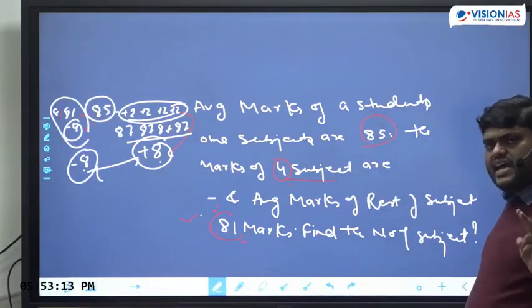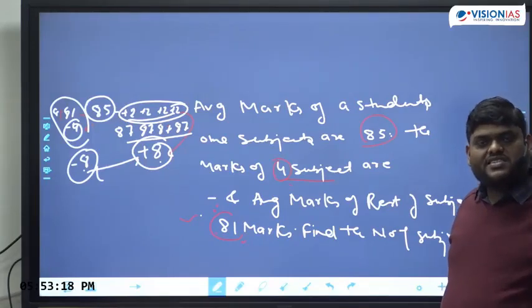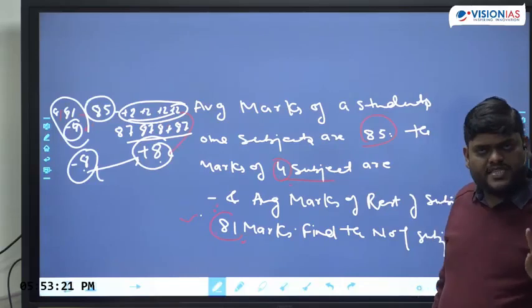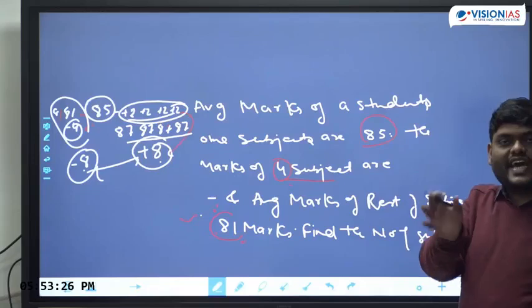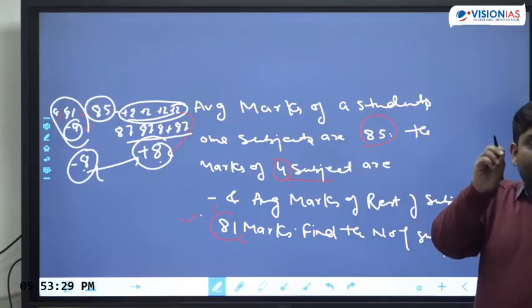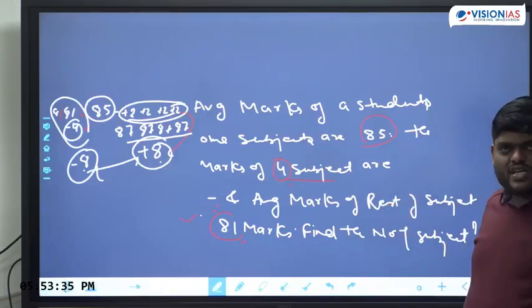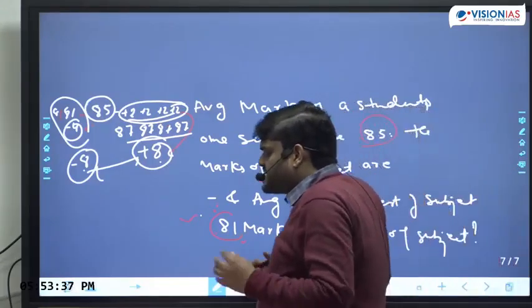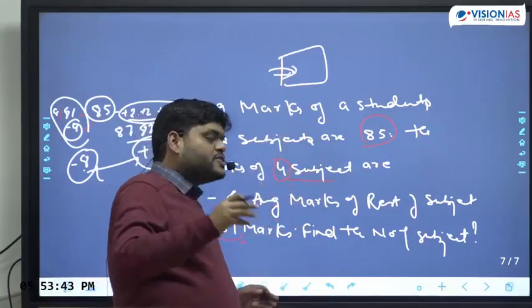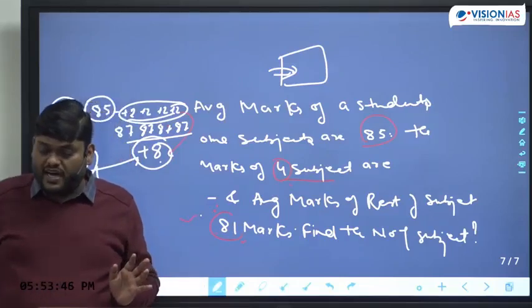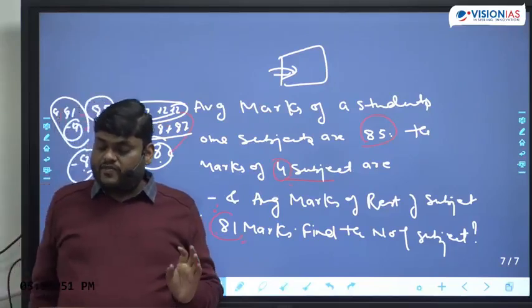Now the question is saying, in 4 subjects the average marks is 87, and in the other subjects the average marks is 81. But the number is not given, how many subjects are there. So the question is, what is the total number of subjects? What exactly is the average? Average is a group where everyone should have equal value, or not?